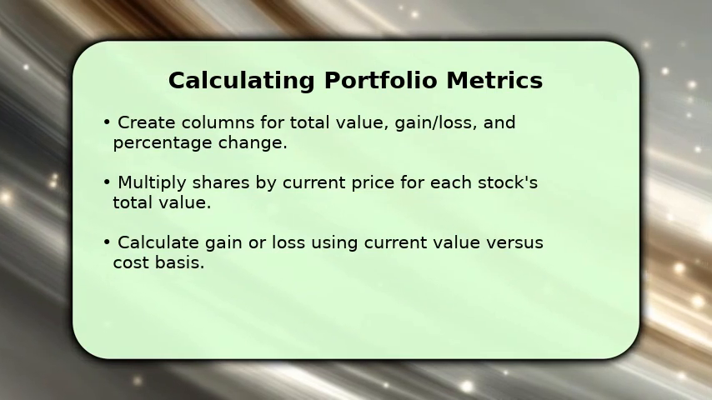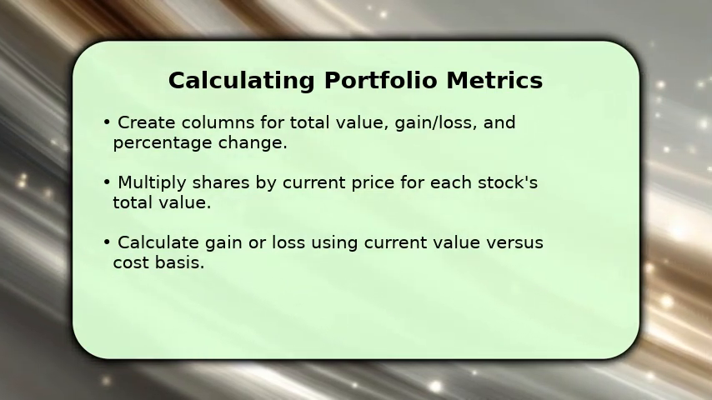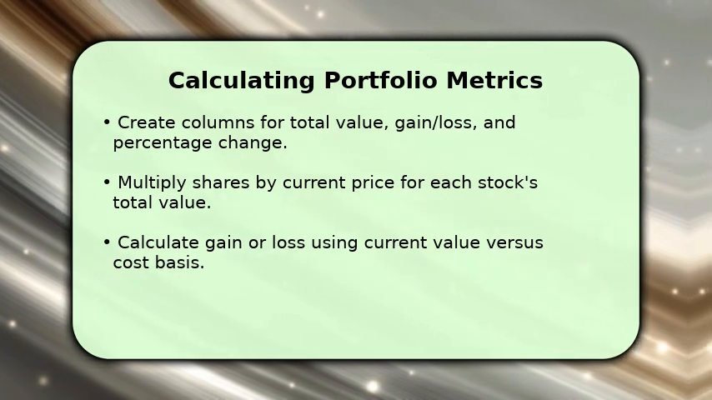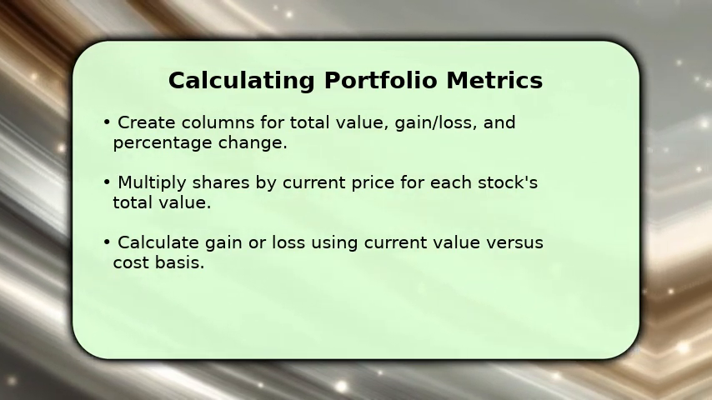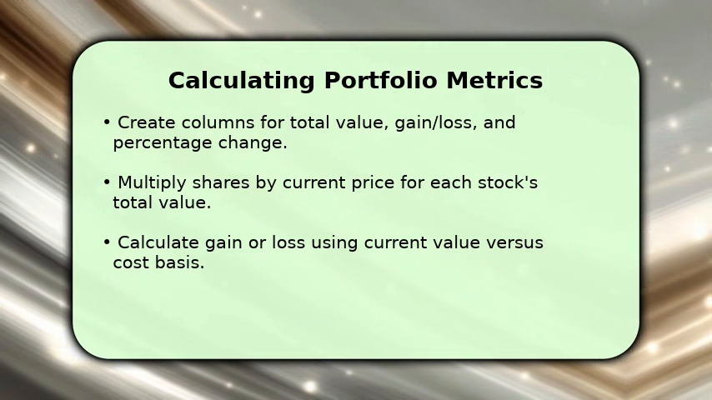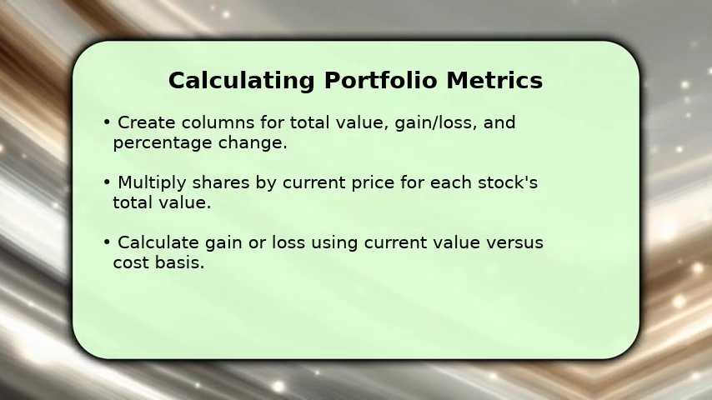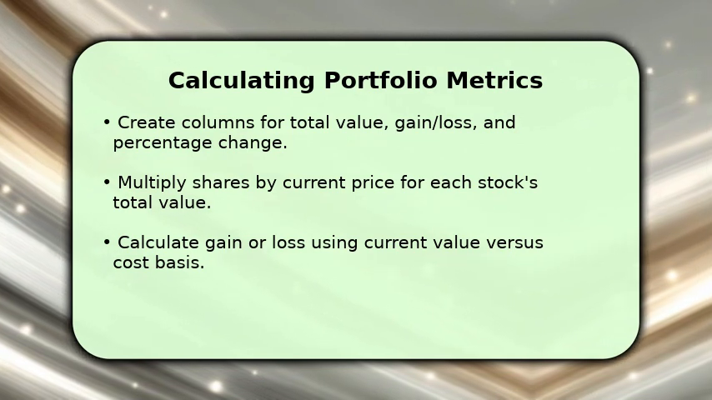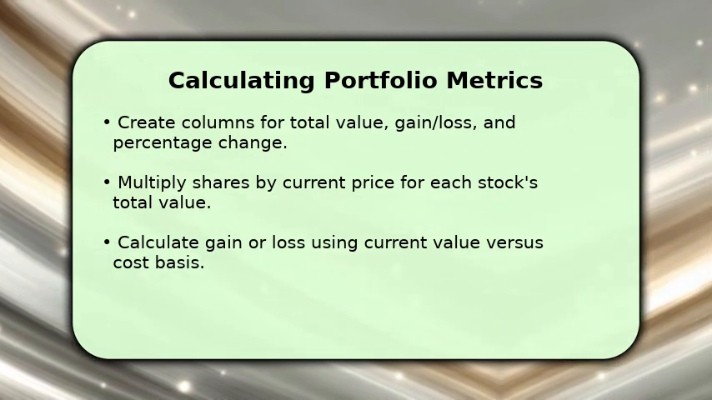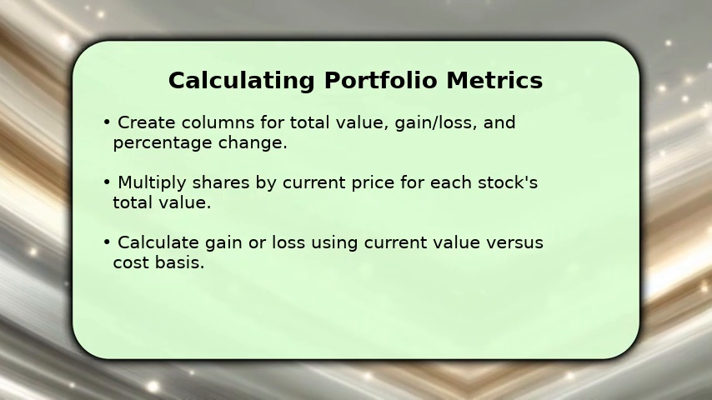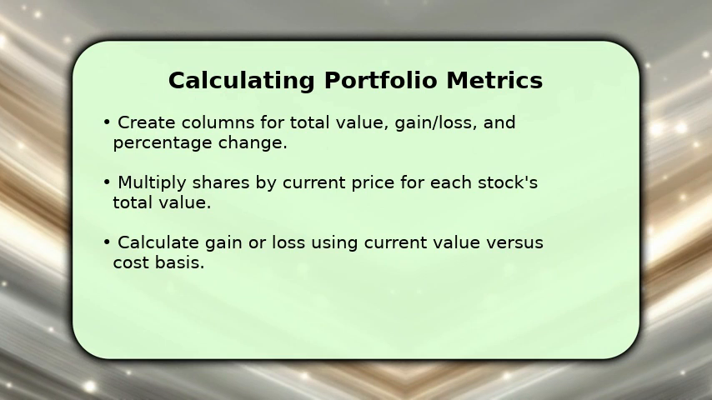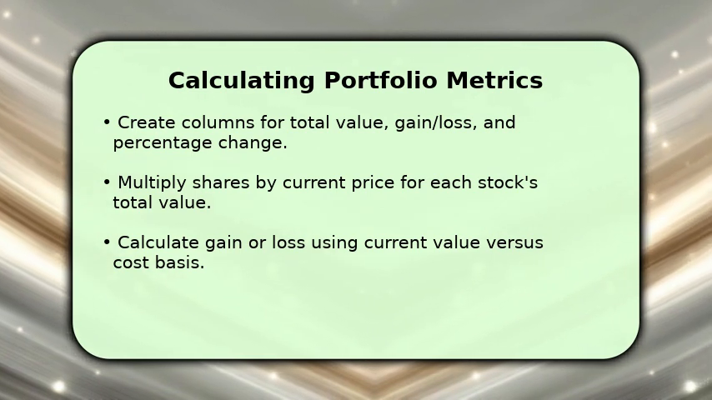With your stock data in place, it's time to calculate your portfolio's performance. Add columns for total value, gain/loss, and percentage change. For total value, simply multiply the number of shares by the current price. To find your gain or loss, subtract your total cost basis from the current total value. Then, divide that gain or loss by the cost basis to get the percentage change. These calculations provide clear insights into your investments.